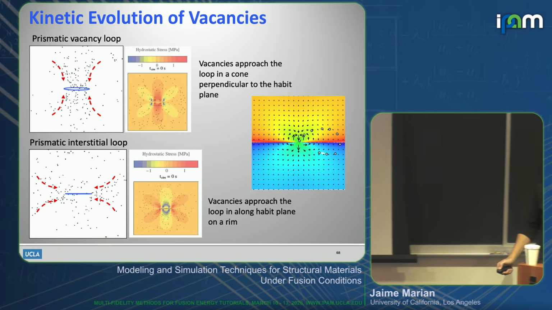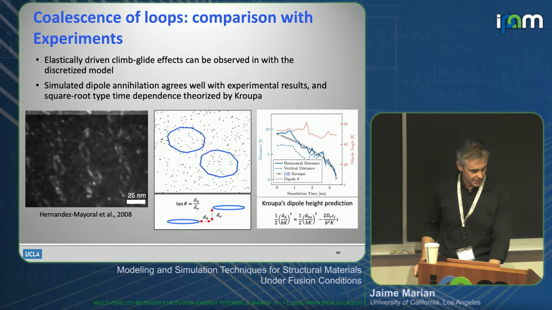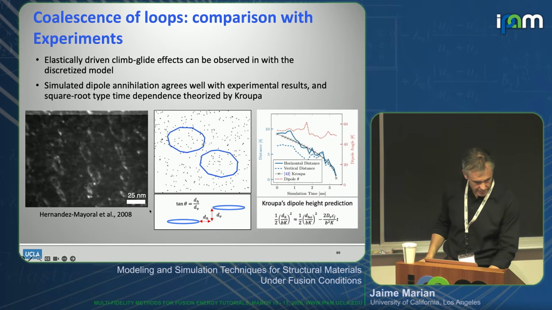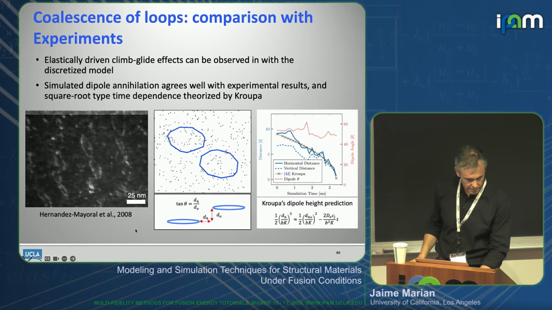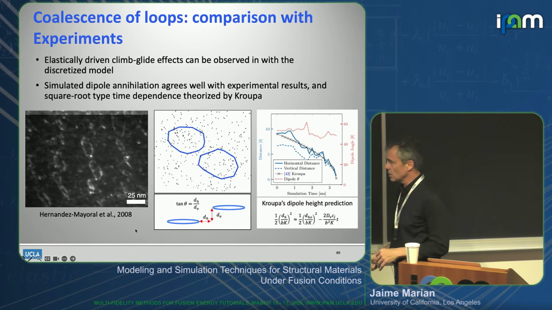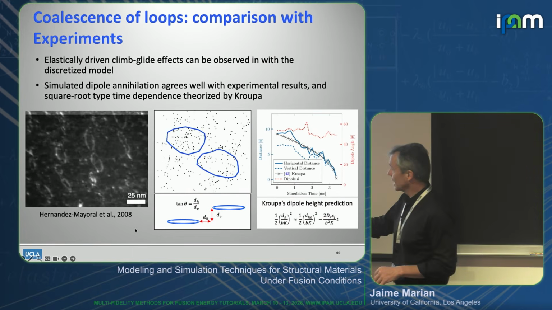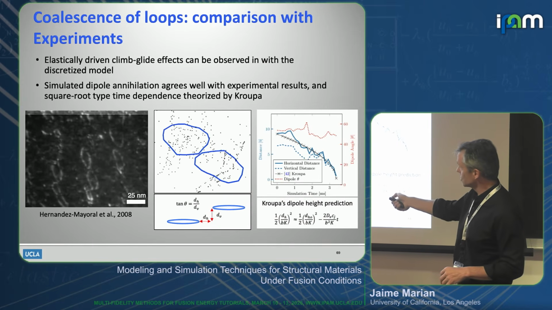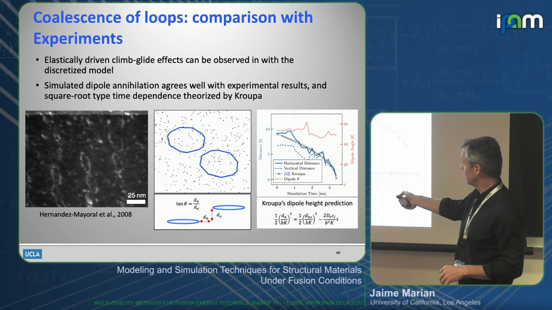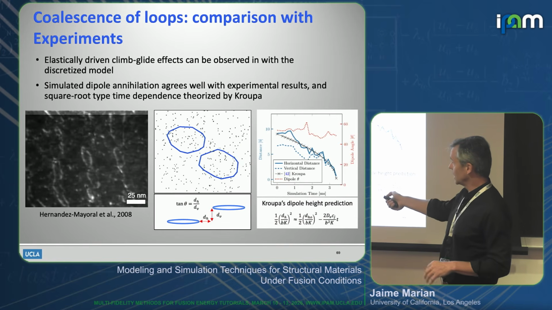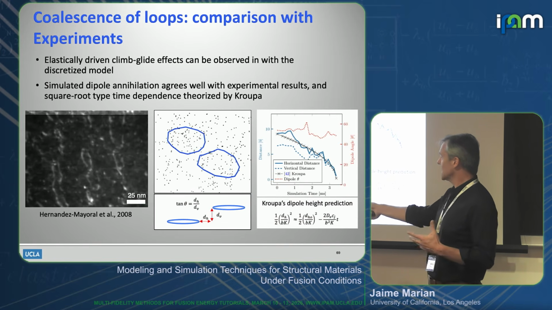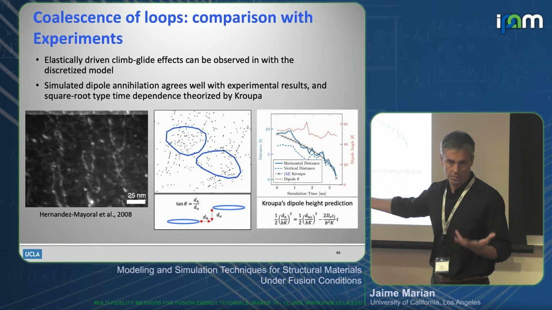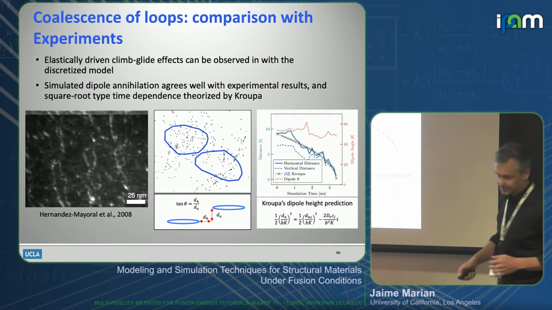But if you're lucky enough, you can then put it all into a simulation model based on dislocation dynamics, and you can see how we can capture what happens in the experiment. These loops are growing by absorption of mono-vacancies, and they touch and coalesce, at least qualitatively similar to what you would see in the experiments.